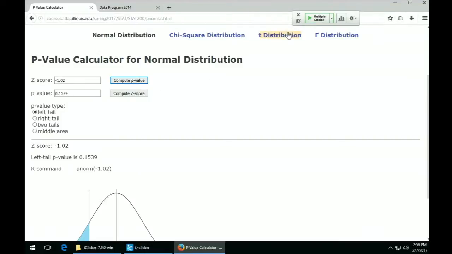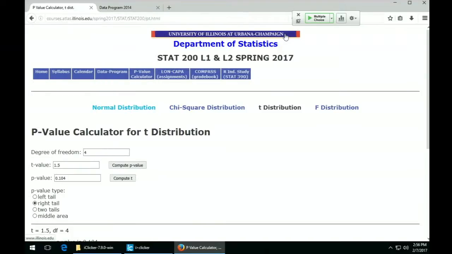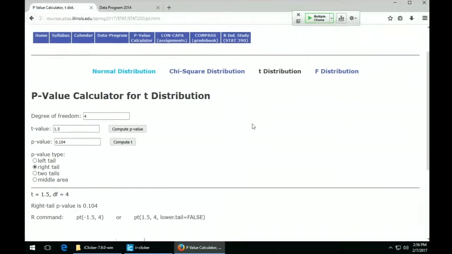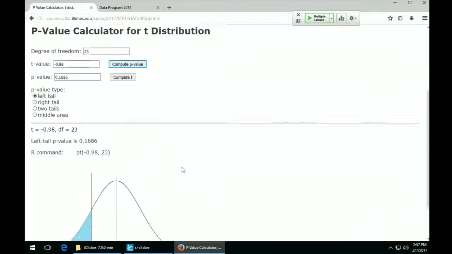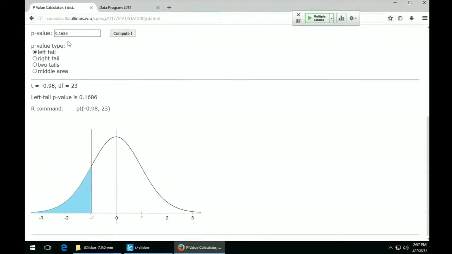Now let's go to the t distribution. And what are we going to do there? Here we are on the t. Now first you have to remember your degrees of freedom is 23. Now let's put in this. This is negative 0.98. And now we want to compute a left-hand tail, same way, and compute the p-value. And there we have it, and it's 16.86%.